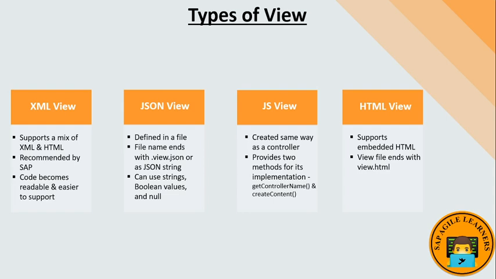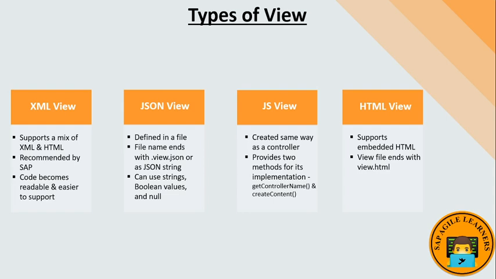Next is JSON view. The JSON view type is defined in a file. The file name ends with either .view.json or is a JSON string. We can use strings, boolean values and null while developing JSON views.